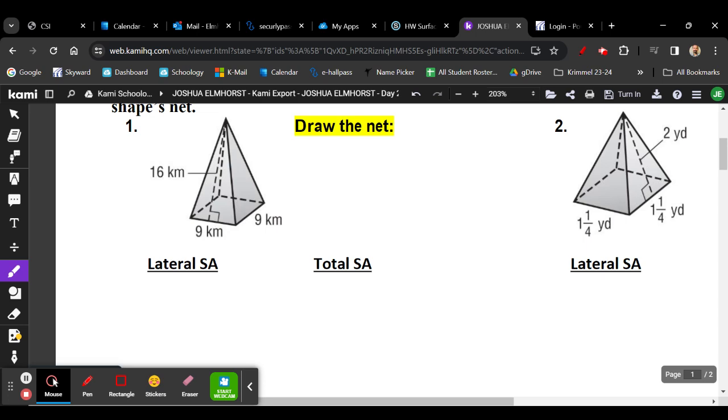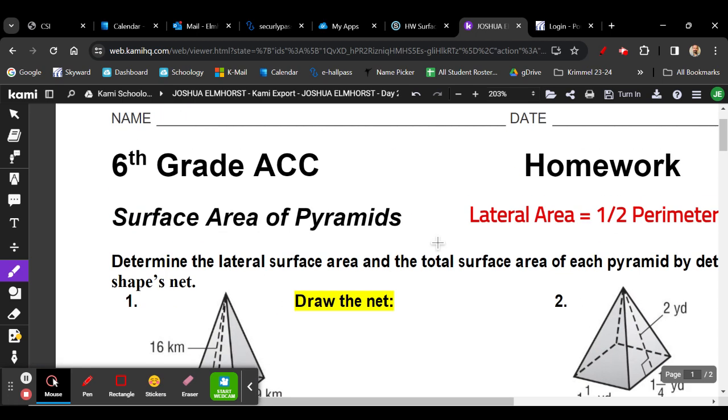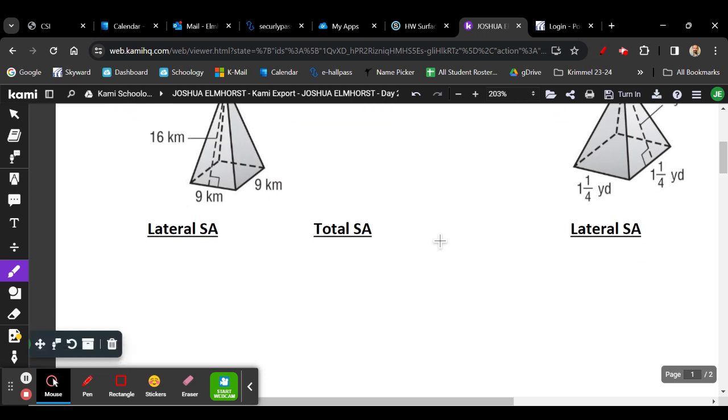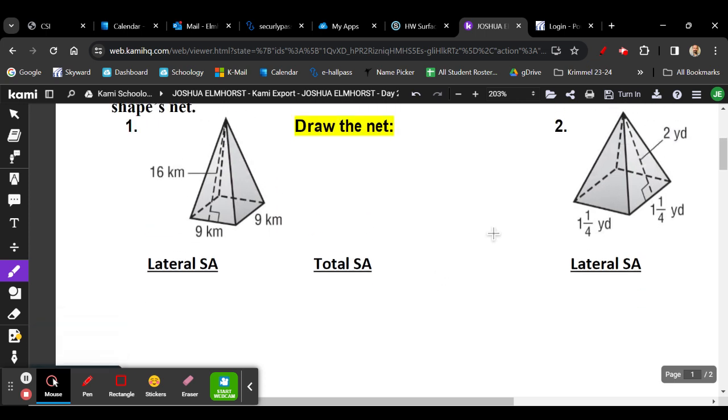This is Mr. Elmhorst with the help video for finding the surface area of pyramids. So pyramids, you're going to have sides of triangles. So we're going to use the area of a triangle formula built into finding the total surface area.